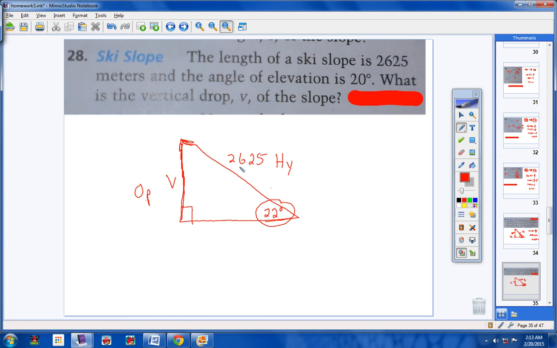Now, the two sides I'm dealing with are opposite and hypotenuse. Which trig function has opposite and hypotenuse? Well, we know by now it's sine. So the sine of 20 degrees equals opposite, which is V, over hypotenuse, which is 2,625. Now, we know that the sine of 20 is a decimal number. So I'm going to go ahead and type in the sine of 20. And I'm going to get 0.3746.